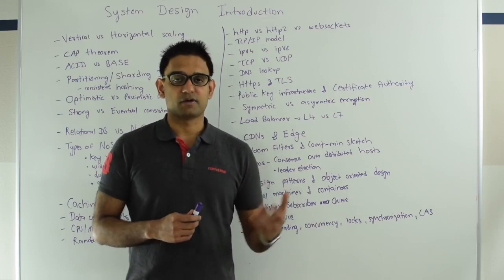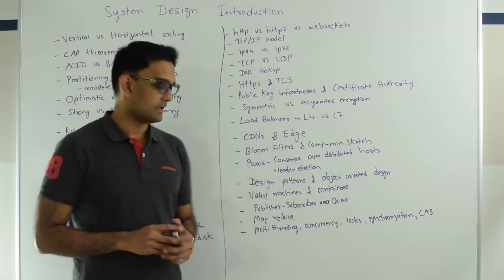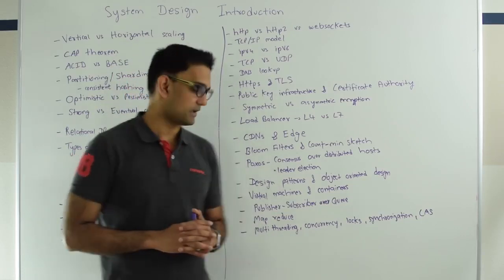Then we have MapReduce, which is used to do distributed and parallel processing of big data. Map is filtering and sorting the data, and reduce is summarizing that data. This is something which is very important if you're working in the big data field.